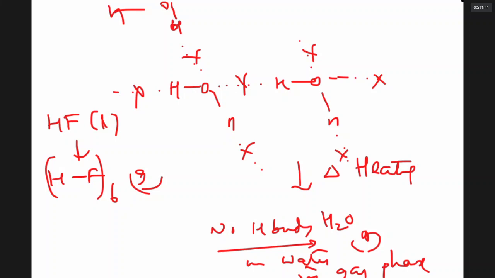For water in vapor phase, there is no hydrogen bonding. Separate water molecules exist. Therefore, to convert liquid water into gaseous water, you need to break all hydrogen bonds. So it requires more heating. Are we very clear? Yes, sir. This answer is not there in the book, but this is an asked question. Okay. Next point.